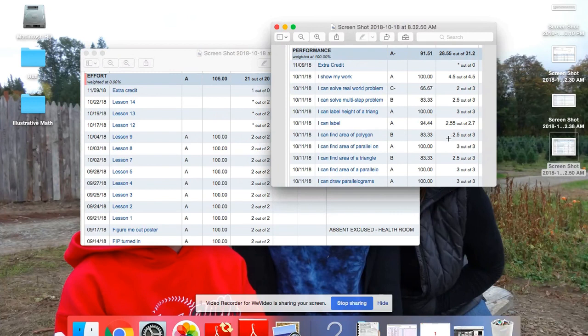Probably had a brain fart on finding the area of a polygon. A 2.5 is typically, I knew what to do, but I said 7 times 8 was 49 instead of 56. So I didn't get the right answer, but I was really close.